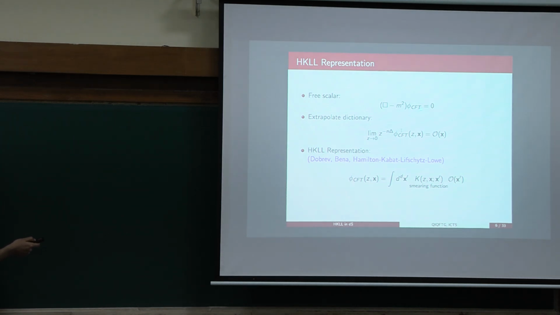So we combine these two to solve for phi CFT. And this is what is called the HKLL construction. This was done first by these people, and then HKLL did it for all kinds of fields, and it's known after these four people: Hamilton, Kabat, Lifschytz, and Lowe.